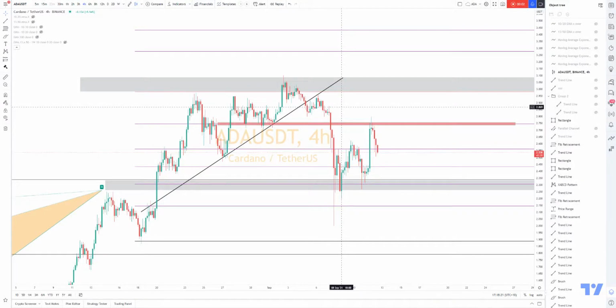G'day traders, Sam here to do a TA on ADA and why we're bullish on ADA, what levels of significance, and how we can enter this trade.